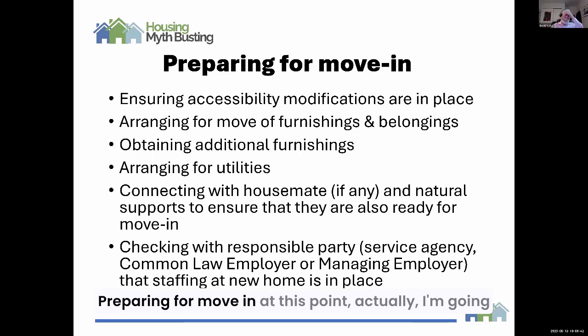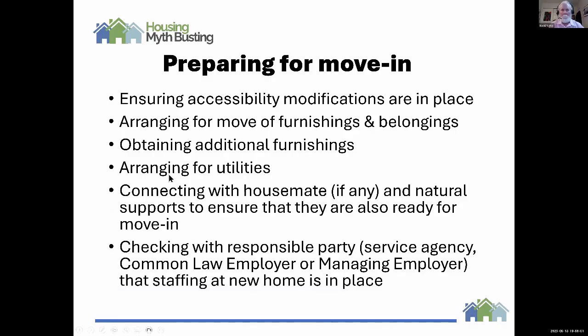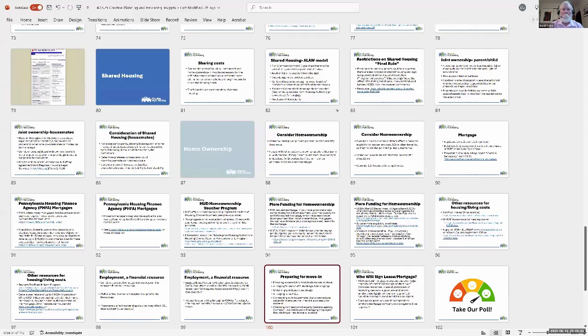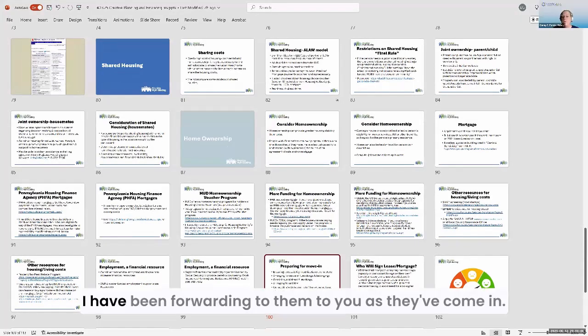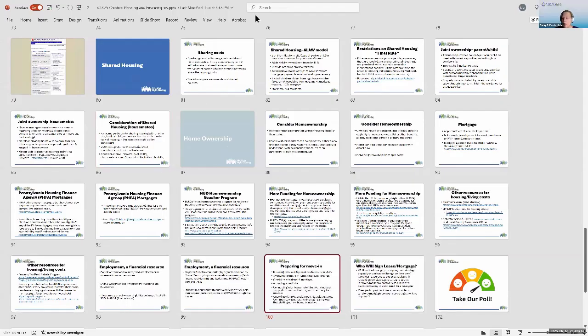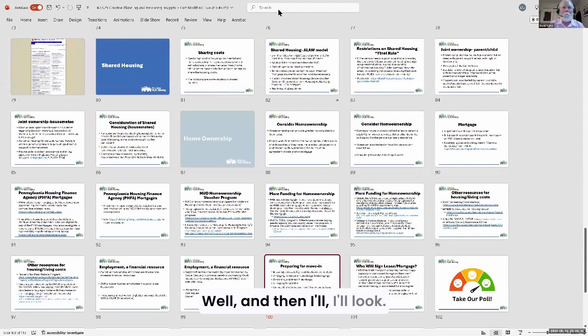Preparing for move-in. At this point, actually, I'm going to ask if there are other questions in the chat, because I want to make sure I cover any of those. Carrie, if you see anything, if you could let me know. I have been forwarding them to you as they've come in. I think you've been answering as we go along. Well, and then I'll look.